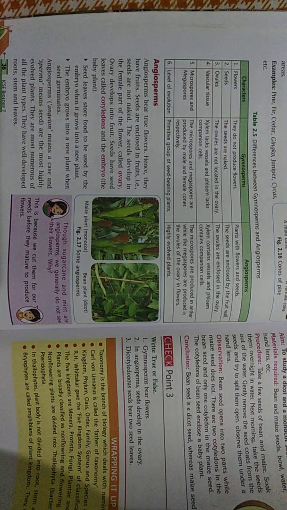Monocot seeds are those seeds which have only one cotyledon. These are those seeds which cannot be split into two parts from between, while dicotyledonous seeds have two cotyledons, which means these seeds can be split into two parts easily.